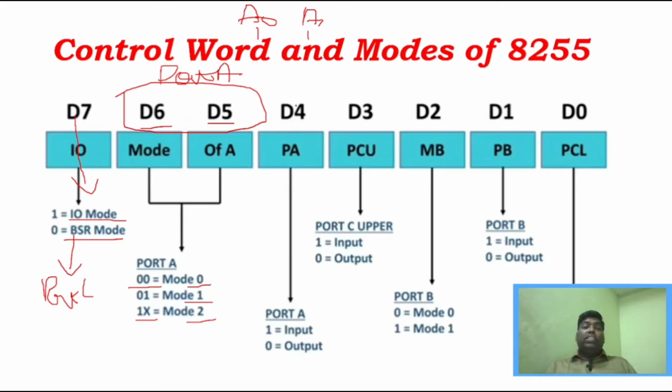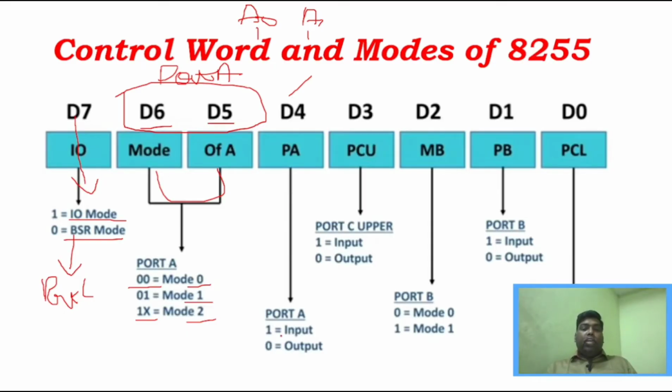And now what is the D4 bit? You have to be very clear with this. It tells you about port A, whether it is going to work as an input port or output port, right? You have to understand this very clearly. These two bits define the mode of operation of port A, whether it is going to work in mode 0, mode 1 or mode 2, right? That will be set by these two bits, but this bit will tell you whether that port is going to work as an input port or the output port, right?